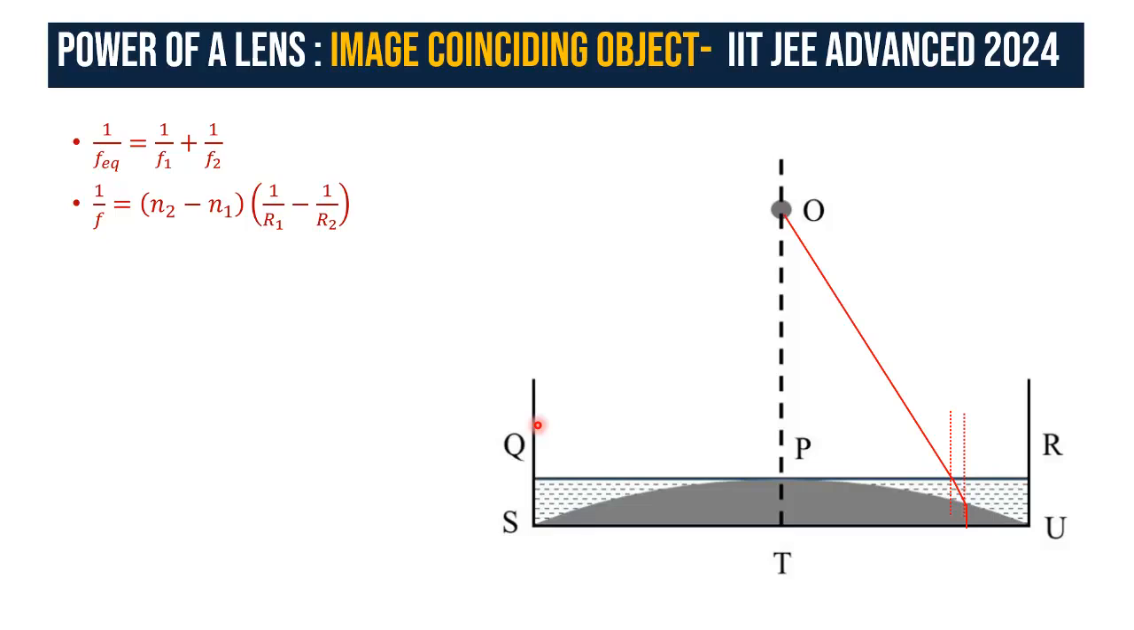Now how we find focal length? So this is the formula to find focal length. 1 by f is equals to n2 minus n1 times 1 by r1 minus 1 by r2. So this is a lens maker formula. So we can use this formula to find equivalent focal length. First we will find individual focal length and then we can find the equivalent focal length. Now let us consider this lens, that is QSUR.